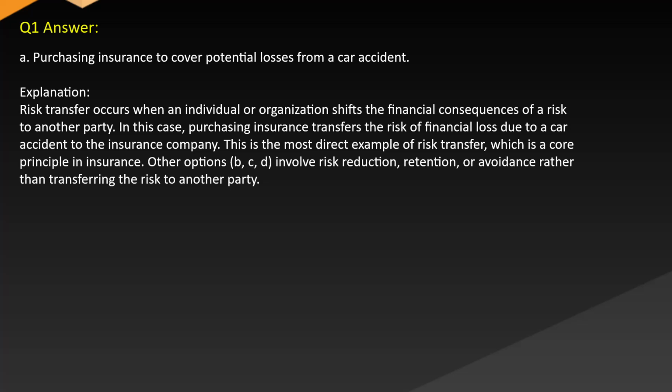Explanation. Risk transfer occurs when an individual or organization shifts the financial consequences of a risk to another party. In this case, purchasing insurance transfers the risk of financial loss due to a car accident to the insurance company. This is the most direct example of risk transfer, which is a core principle in insurance. Other options, B, C, D, involve risk reduction, retention, or avoidance rather than transferring the risk to another party.